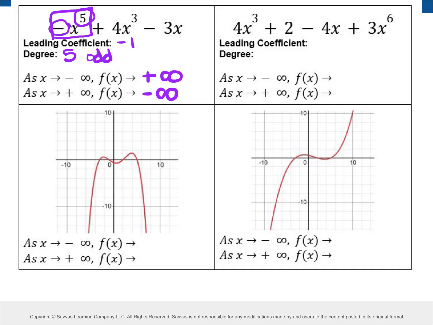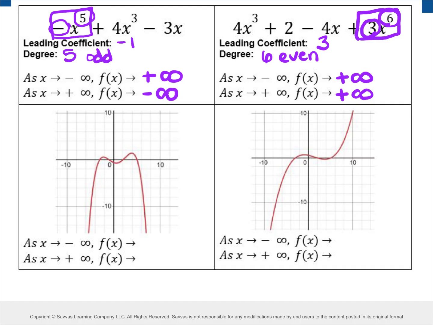For the second one, it is not in standard form. So if we look, we have our leading term way back here. The leading coefficient is 3, and our degree is 6. This time we have a positive leading coefficient, so we know the right side is going up towards infinity. It's an even degree, which means the two ends go in the same direction, so the left side is also going up towards infinity.